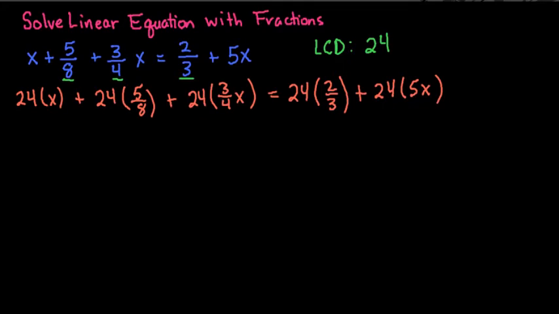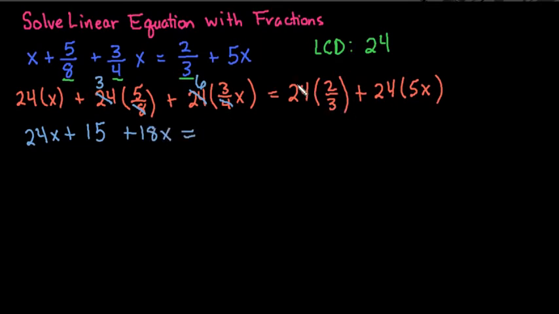Okay. We would then simplify this, so 24 times x gives us 24x. For this one, again, you can do 24 times 5 and divide by 8, but that's a lot more complicated. So what I would do is divide first. 24 divided by 8 is 3, and 3 times 5 is 15, which is a much easier way to do without a calculator. For the next one, 24 divided by 4 is 6, and 6 times 3 gives me 18x.